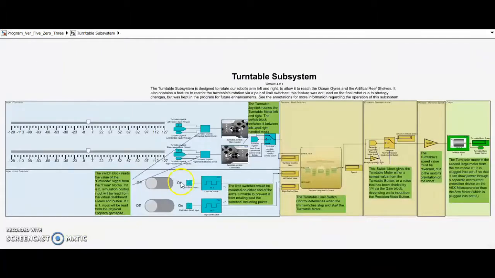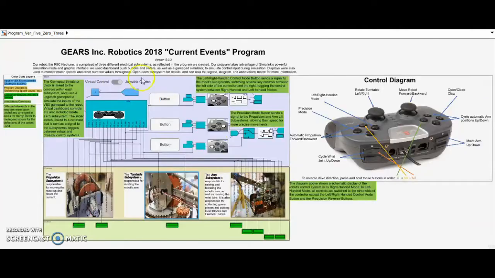Next is the Turntable subsystem, which rotates the turntable on which our robot's arm is mounted. It uses a gamepad joystick to control the motor that rotates the turntable. This switch block reduces the speed by 1/4 if the precision mode is activated. We also added the capability for the turntable's rotation to be restricted by a pair of limit switches. Though it was decided that this feature was not necessary on our final robot, we elected to keep it in the model in case it is needed in the future.